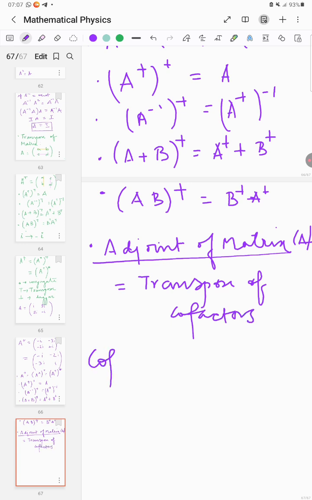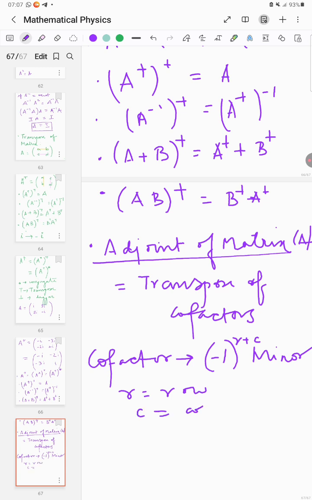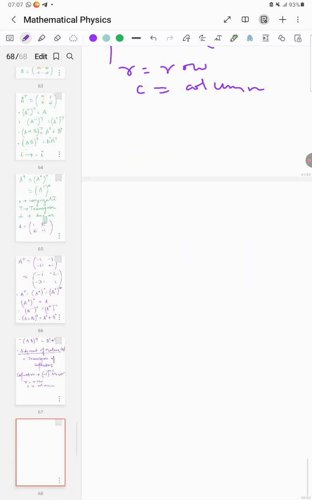Now what is a cofactor? We know what is a transpose, changing rows into columns and columns into rows, right? What is a cofactor? Cofactor is minus 1 to the power of row number plus column number, into minor. Here R is to which row it belongs and column is to which column it belongs. Alright. Now let us look into an example so that this becomes easy to understand.